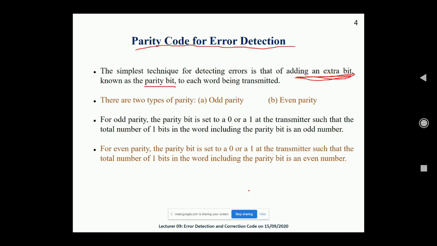There are two types of parity: one is called odd parity and one is called even parity.